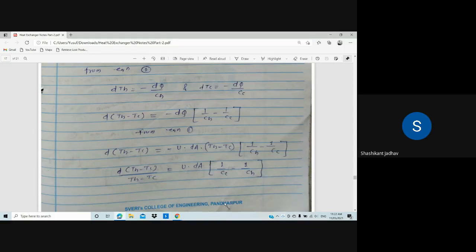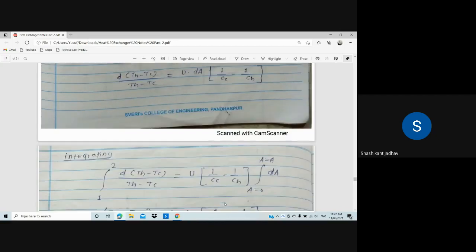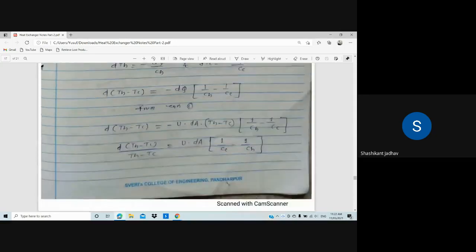Okay, and that term (Th minus Tc) we take to the left hand side. Then the equation becomes d into bracket (Th minus Tc) divided by (Th minus Tc) is equal to U into dA into bracket (1 upon Cc minus 1 upon Ch). Okay, we have cancelled the negative sign, so in the bracket we replace those terms, that is 1 upon Cc minus 1 upon Ch. Okay, so all of you write down that from equation 1 we have to write down d into bracket (Th minus Tc), and then the equation for d into bracket (Th minus Tc) divided by (Th minus Tc).